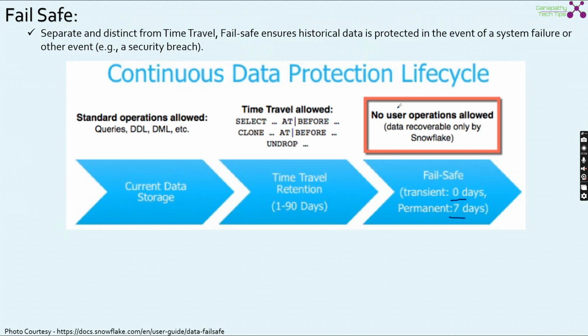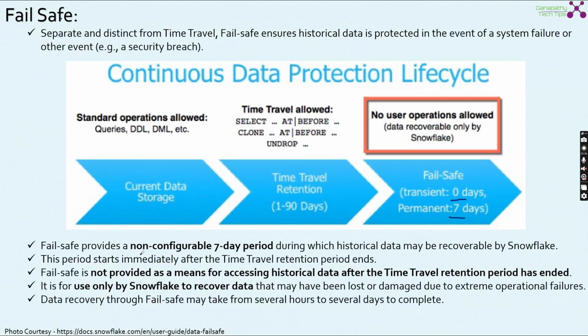Say if you are beyond the time travel retention, say I put 90 days of retention, but on the 92nd day or 93rd day, I want to retrieve my data for some reason, like system failure or security breaches, then we can reach out to Snowflake and ask them to restore the data from the fail-safe period of 7 days. Again, please note some important points. Non-configurable 7-day period. So a maximum of 7 days alone, Snowflake will be helping you with the fail-safe mechanism, during which the historical data may be recoverable. Again, make a note, may be recoverable by Snowflake.